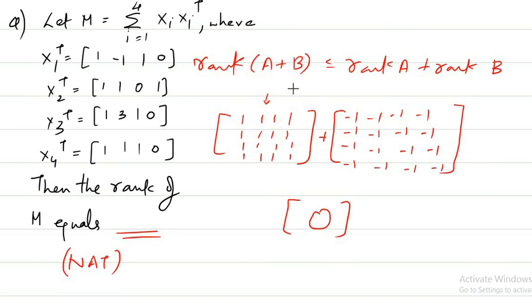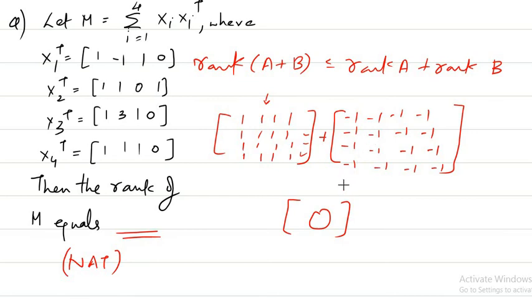The rank of this matrix is 1, because we have exactly one linearly independent row or column. If we apply row operations, you can make these other rows completely 0. Similarly, here also the rank is 1. So the rank of A plus B is always less than or equal to 2. Rank of A is 1 and rank of B is also 1. It cannot exceed 2. Can you tell why this is happening?